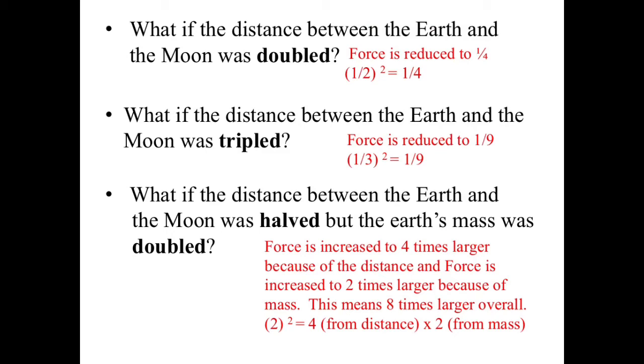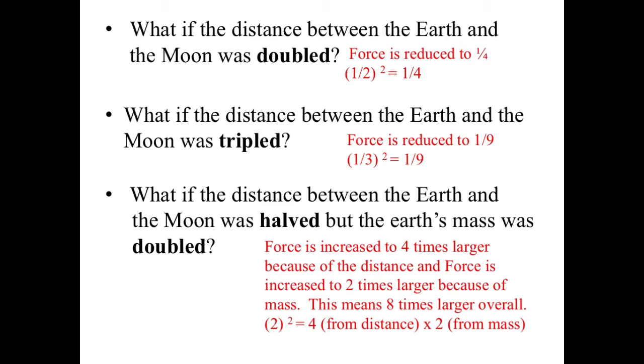What if the distance between the Earth and the Moon was doubled? Well, that would mean that the force of gravity would be reduced to 1/4 of what it used to be. How do we know that? Because of the inverse square law. When we're dealing with distance, doubled means 2. What's the inverse of 2? 1/2, and you square it, and you end up getting 1/4 for your answer.